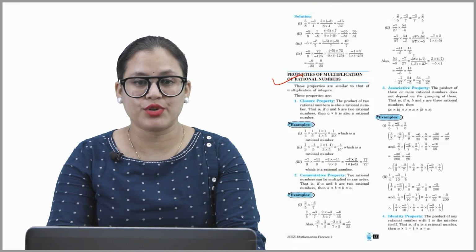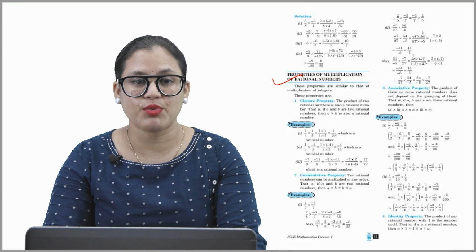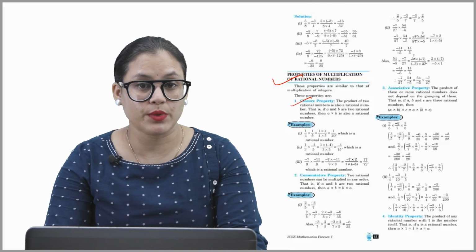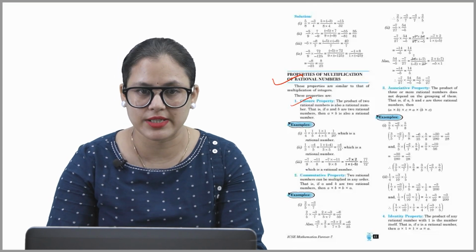Properties of multiplication of rational numbers. These properties are similar to that of multiplication of integers. Number 1, closure property. The product of two rational numbers is also a rational number. That is, if a and b are two rational numbers, then a into b is also a rational number.